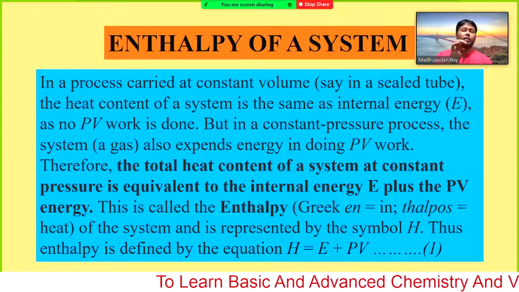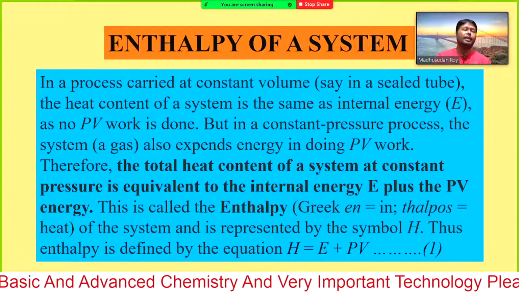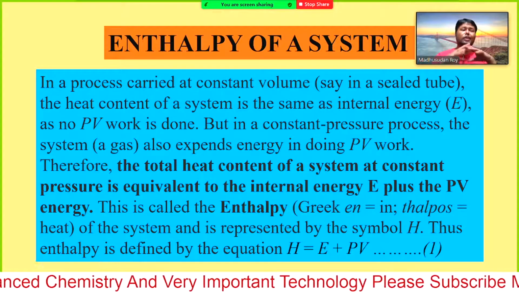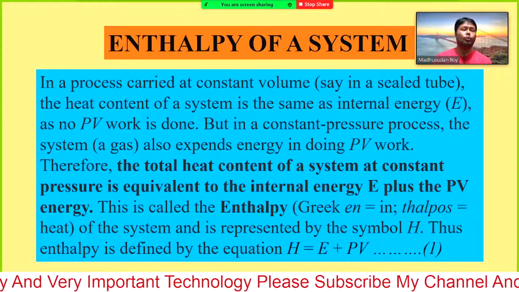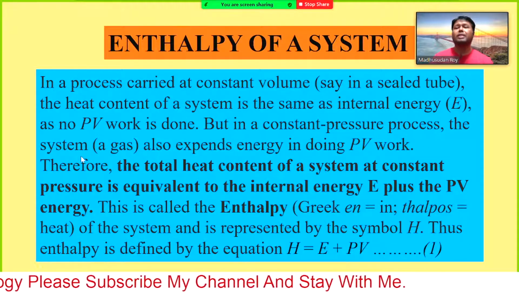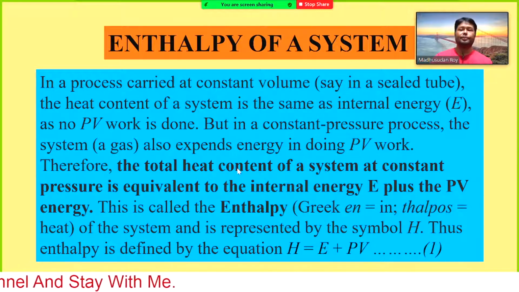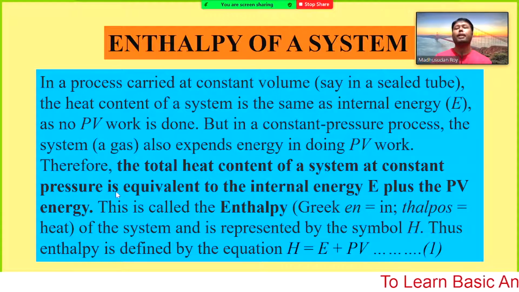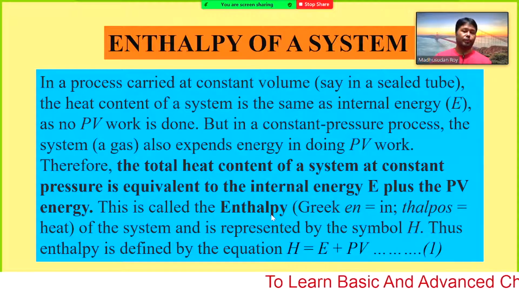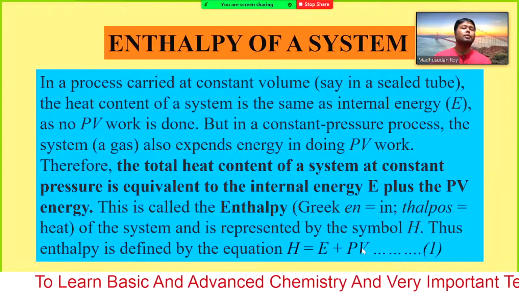So, in that case there will be some work done for the system or by the system, or just due to some change in volume there will be some work. But in a constant pressure process, a gas also expends energy in doing PV work. Therefore, the total heat content of a system at constant pressure is equivalent to the internal energy E plus the PV energy. This is called the enthalpy. So, the enthalpy equals E plus PV.